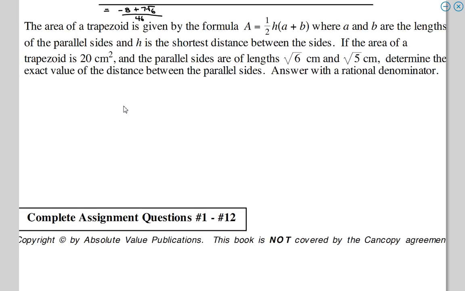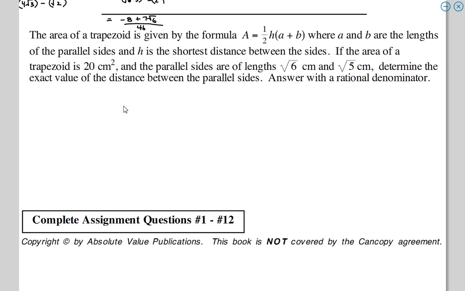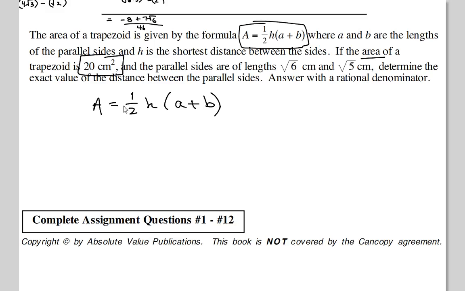I love it. Okay, what we got here? Trapezoid formula. Okay, put a box around that. A and B are lengths of the parallel sides, and H is the shortest distance between the sides. If the area of a trapezoid is 20, let's just jot down that formula: 1/2 H (A plus B). Okay, so where do I put this 20? So this becomes 20.